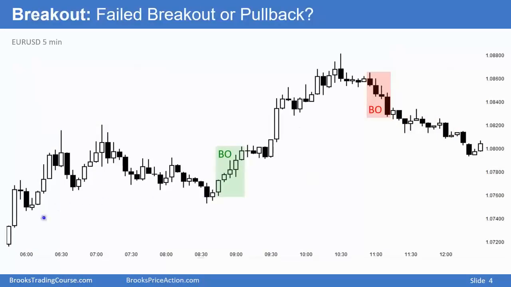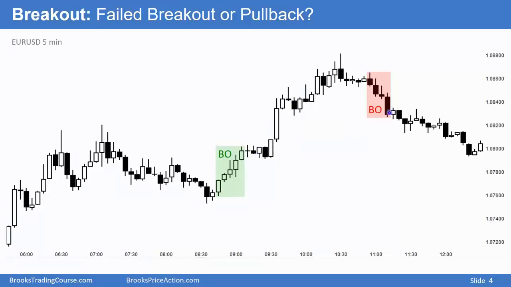We have a bear channel, so a bull flag. It's about a 50% pullback of this initial rally. And we have a bull breakout. We have a bull bar here, so it's a breakout. And the breakout extended for another 5 bars. So you can say the 6 bar rally is a 6 bar bull breakout.